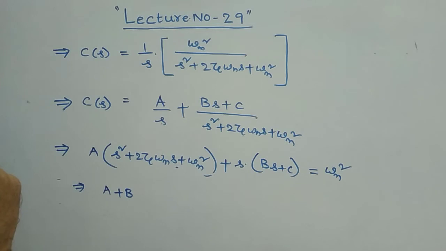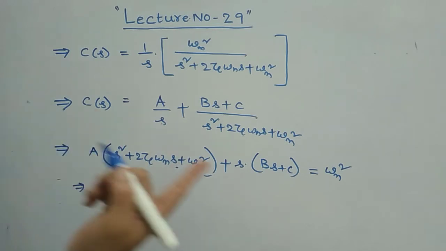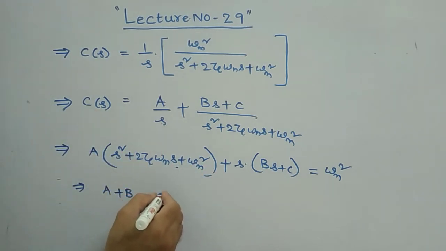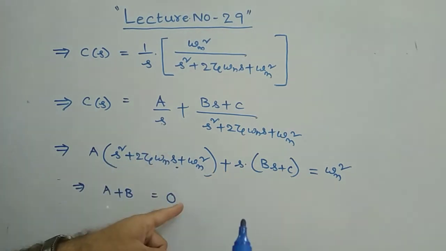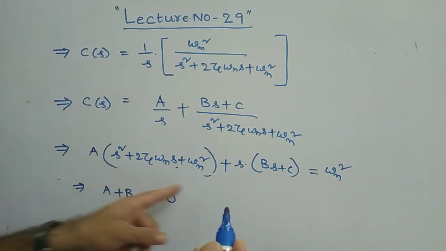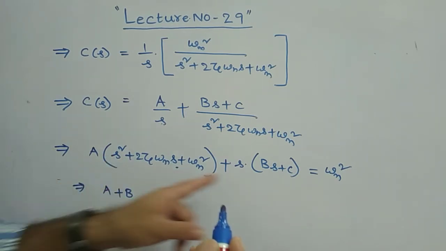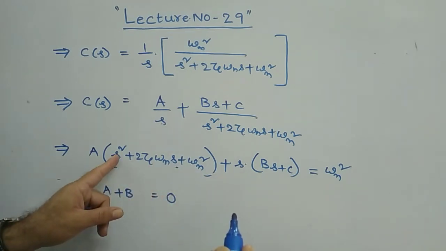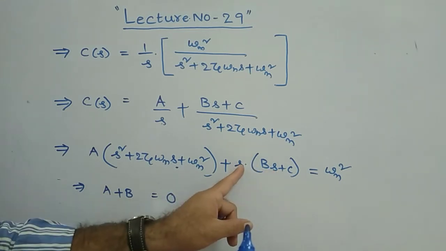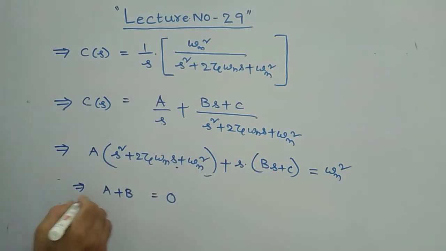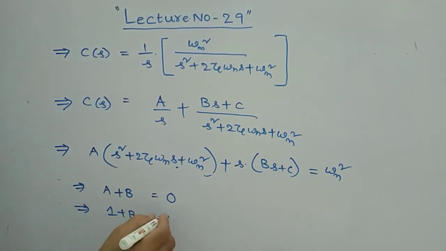Clear? And what else is there? Is equal to 0, because on the right side there is no S square, therefore it is 0. On the left side, this is one quantity, this is the second quantity. In S square, the coefficient is A, plus S into S square, the coefficient is B. A plus B equal to 0. From this, A value you already know, it is 1, so 1 plus B equal to 0. This implies B equal to minus 1. This is the value of B.